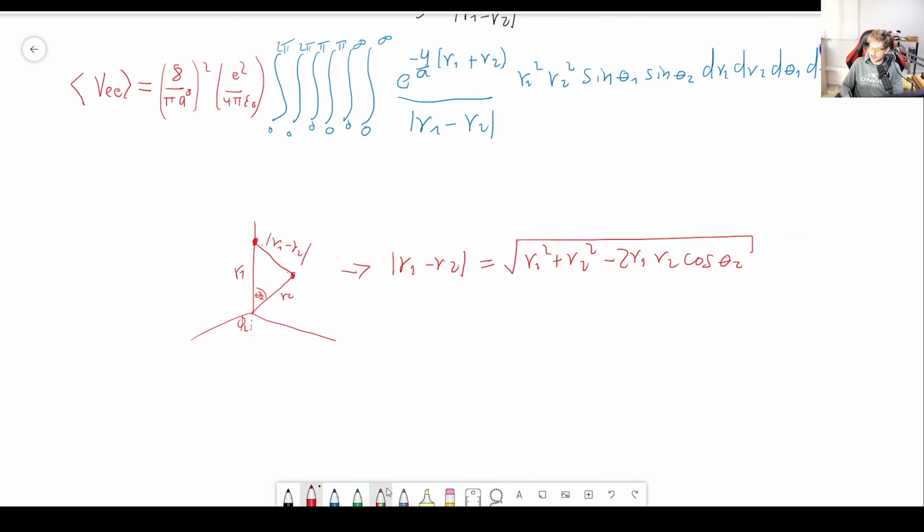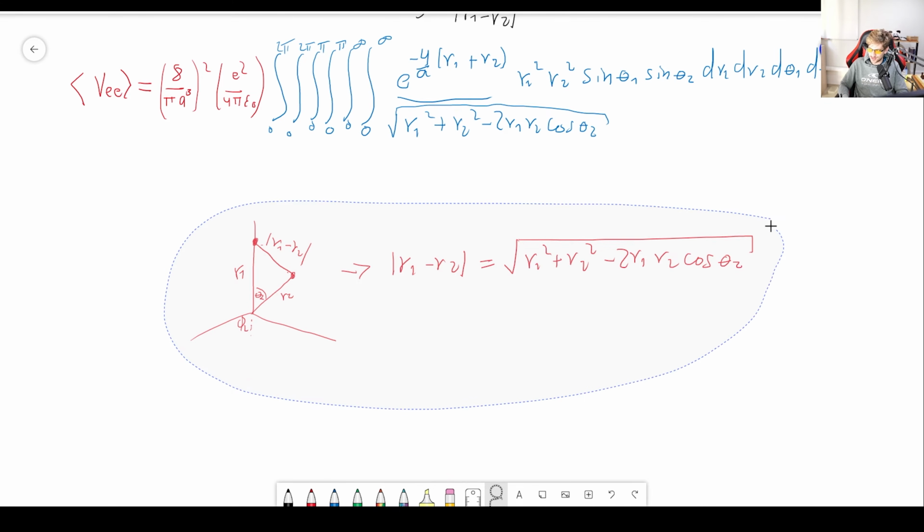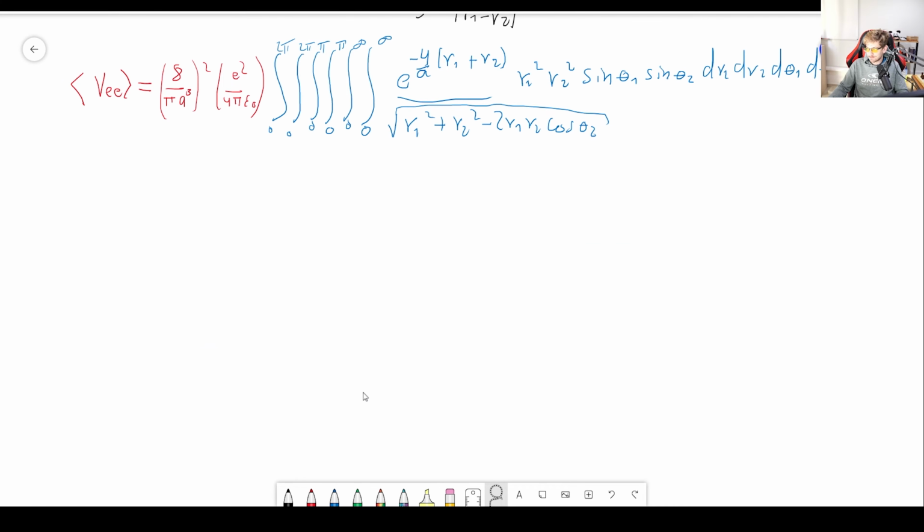And this is what we will write down here. So instead of this, we now have the square root of r1 squared plus r2 squared minus 2 r1 r2 cosine of theta 2. You could have done the exact same thing, but orienting it so that this angle is theta 1 instead of theta 2. You could also have oriented it along any axis, but that would have just been very mean for yourself. Don't do that to yourself.